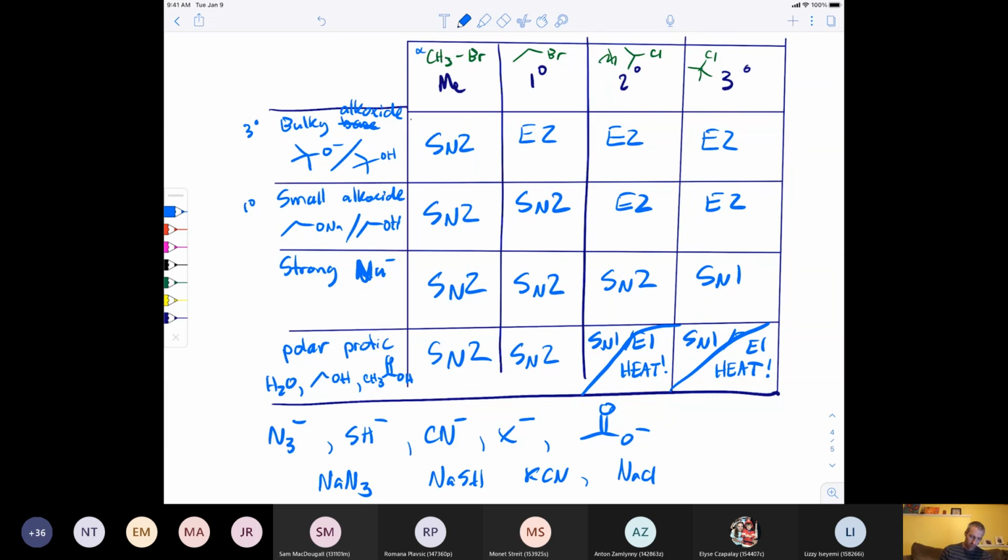So this is quite a bit more complicated. In fact, it gets a little more complicated further because these E2s in the top row with the bulky alkoxide, because it's bulky, these all are Hofmann, right?